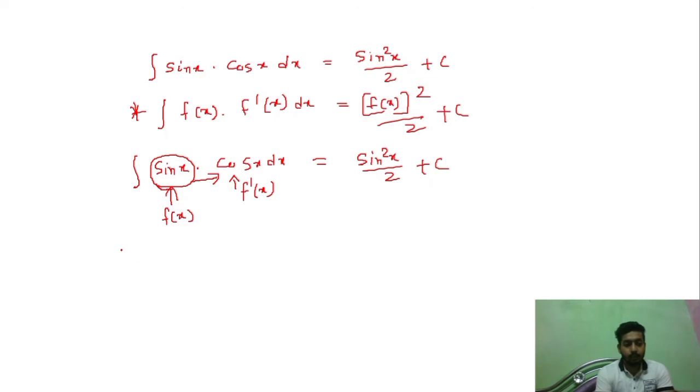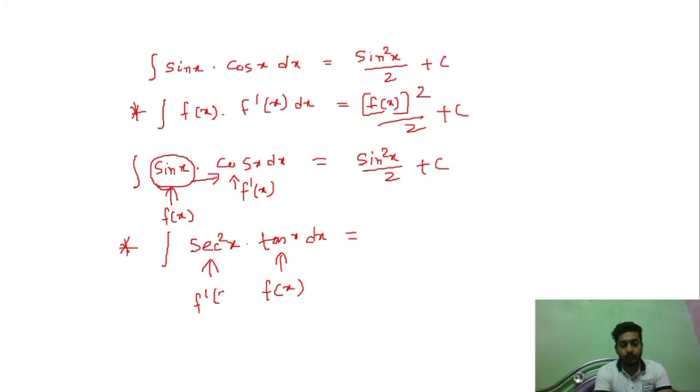So for example, again, what will be the integration of, suppose, sec square x into tan x dx. Here also we have to find the function and its derivative. Here the function is tan x, and we know the derivative of tan x is sec square x. So here f'(x) is sec square x. Now since the function and its derivative lie in the same line, the answer will be tan square x by 2 plus c. So this is the easy way to find this type of integrations.